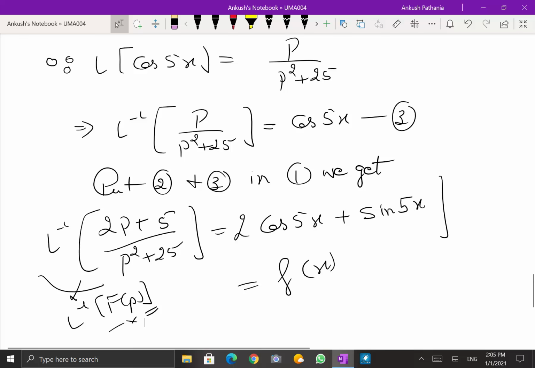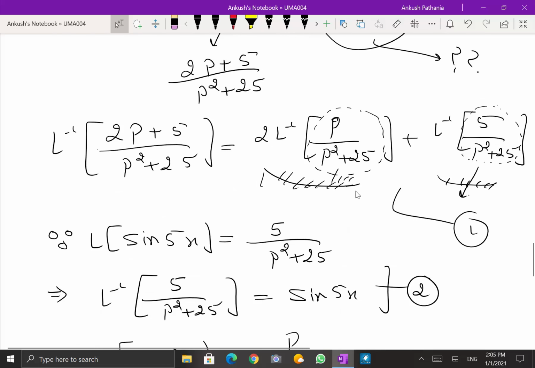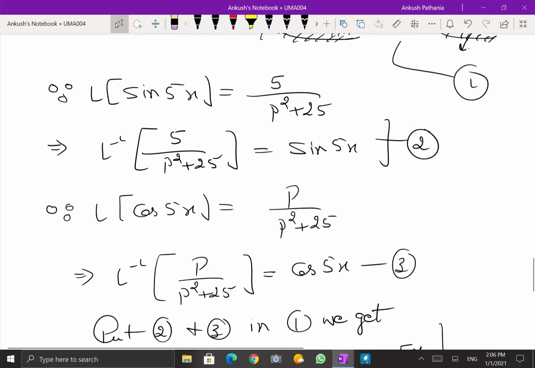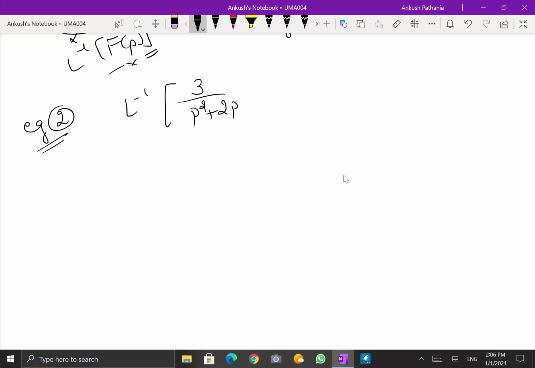Now coming to another example. Clearly, at least in this question, we can correlate the f(p) that was given to us in a very simple way. We did not have to do any type of manipulation, but in other questions we will not be able to correlate the formulas of Laplace directly, but we need to manipulate the given f(p). For an example, consider this Laplace inverse. So again f(p) here is 3 upon p square plus 2p.